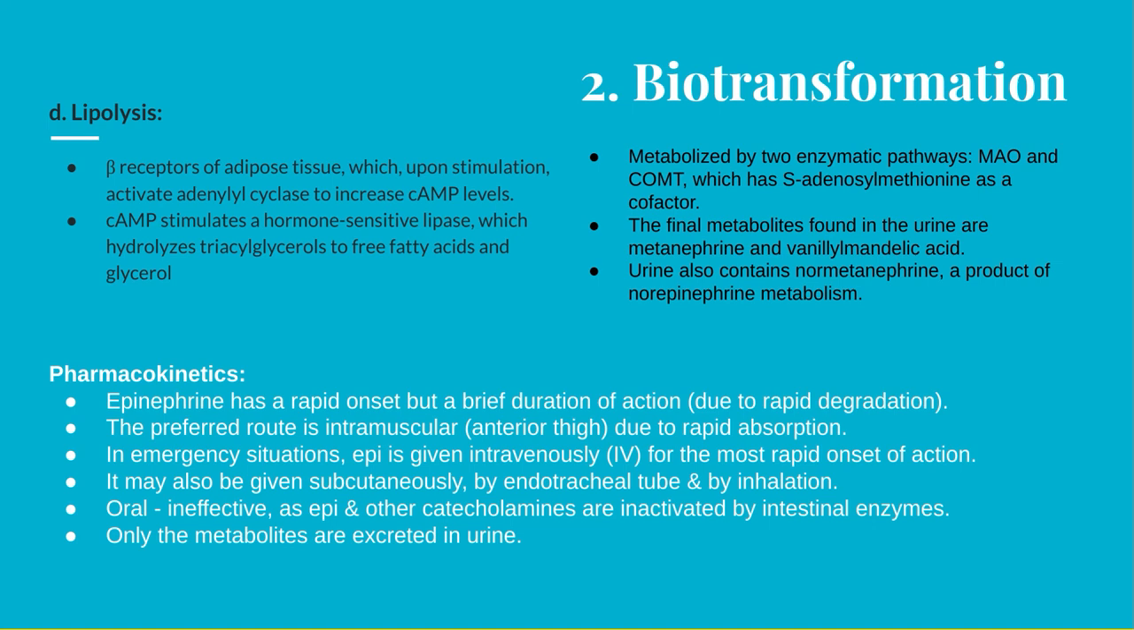So this you have to remember basically. And then the final metabolites found in the urine are metanephrine and vanillyl mandelic acid. So these are the two names that you should remember. One is metanephrine and the other one is vanillyl mandelic acid. And since they can pass through the urine, urine will also contain norepinephrine. So norepinephrine is basically a product of epinephrine metabolism. Okay.